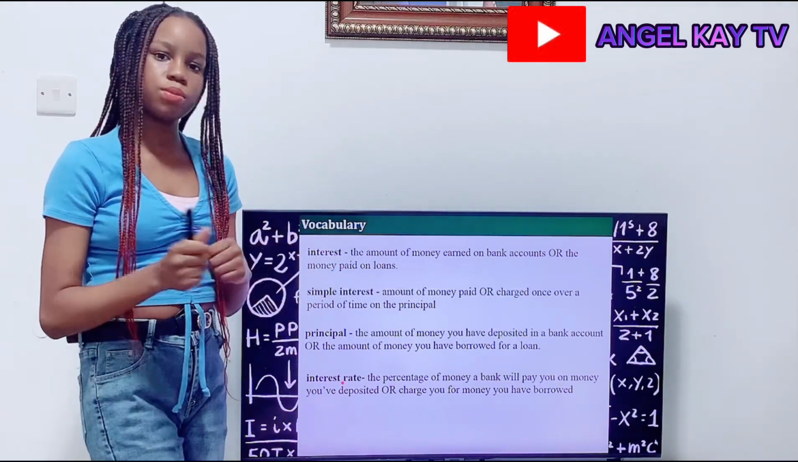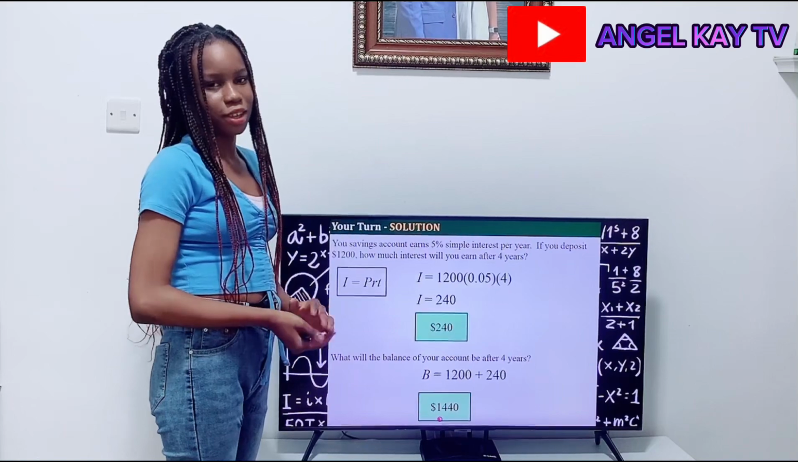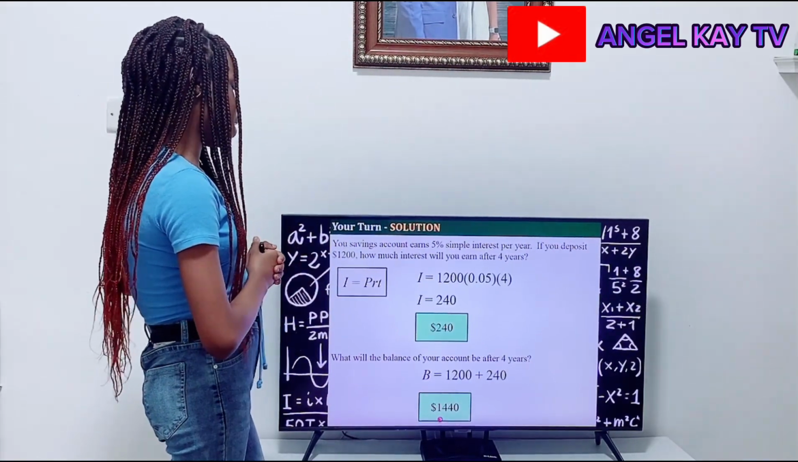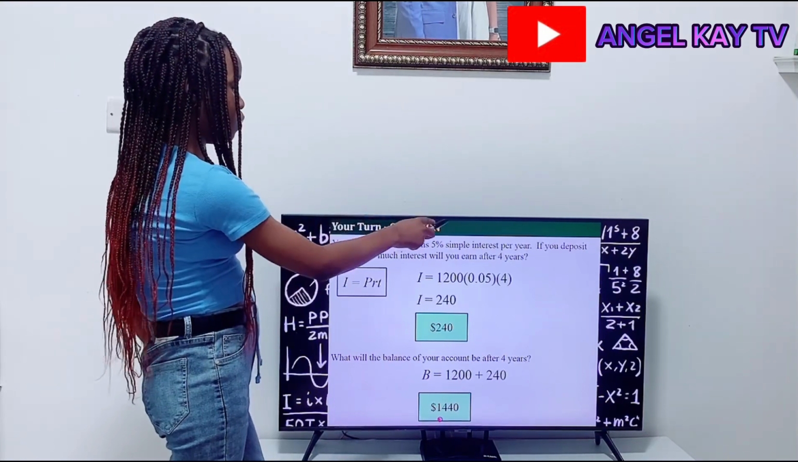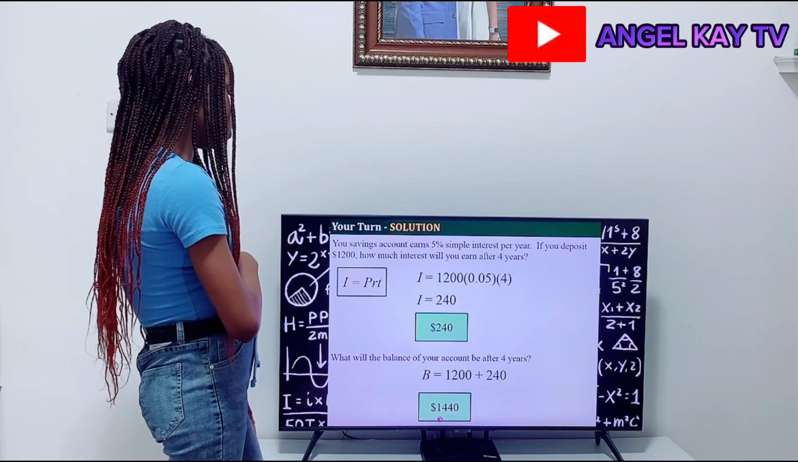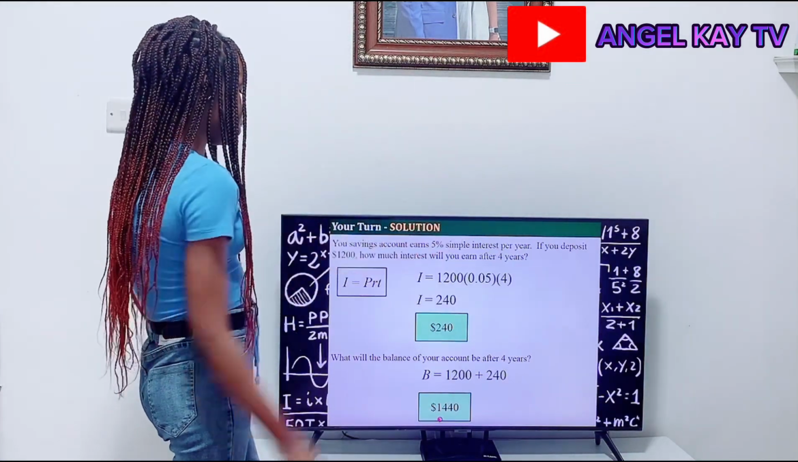So now let's move on to some examples so you can understand this right away. Okay, so we have one here and it says your savings account earns 5% simple interest per year. If you deposit $1,200, how much interest will you earn after 4 years?